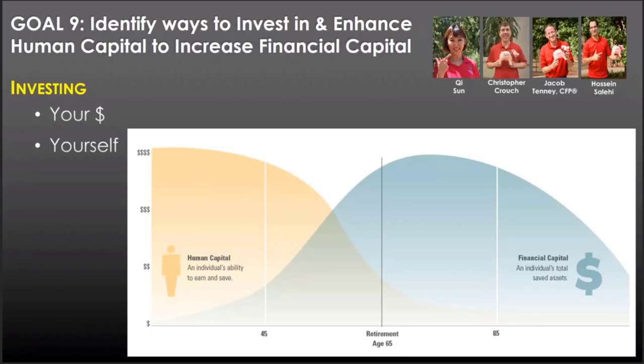So if you look at this graph, it starts out when you're young, you've got a lot more human capital, or at least you're working to obtain more human capital. And then as you get older, maybe that human capital will start to diminish somewhat, and hopefully your financial capital is going to increase. So you're replacing your human capital with your financial capital so that you can have what you need to make it through retirement and reach your financial goals.